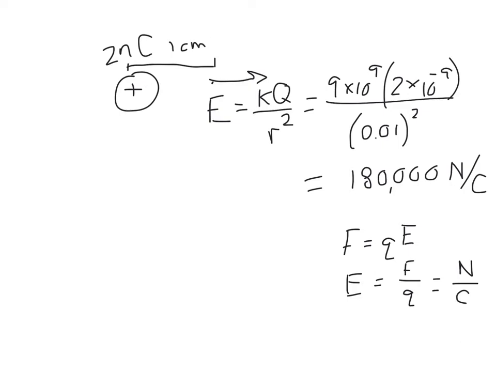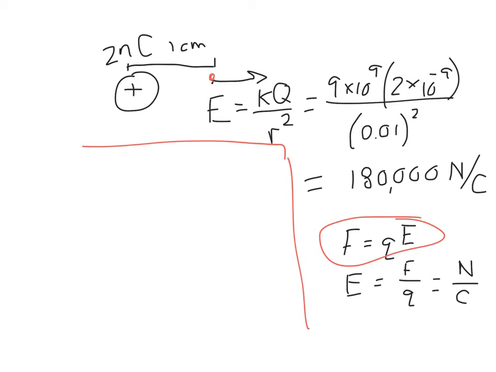Now, if you wanted to know something like, what's the force that field would exert on some other charge that was placed there, that's a question that we'll get to in a little bit, but it would just be that equation. What I want to look at next is, what if this had been a negative 2 nanocoulomb charge? How would things have been different? Well, only one thing would change.